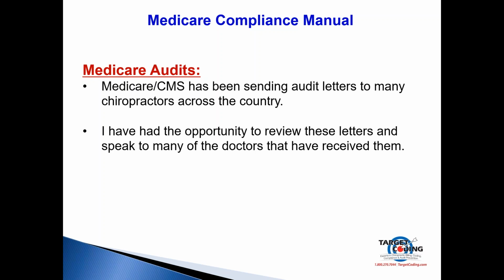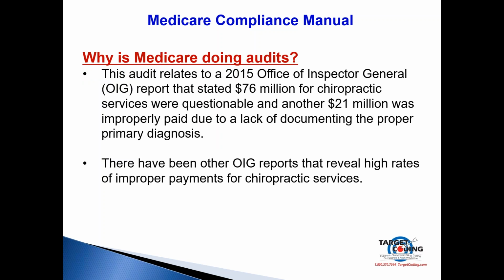So I want to share with you, first of all, why they're doing it. This particular audit that's going on right now relates to a 2015 OIG report that stated $76 million for chiropractic services were questionable, and another $21 million was improperly paid due to lack of documenting the proper primary diagnosis. There's an easy fix right there. Make sure you're documenting the proper primary diagnosis. And again, these other OIG reports reveal high rates of improper payments for chiropractic services.